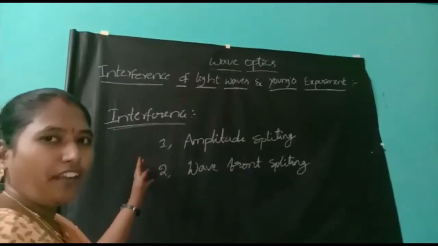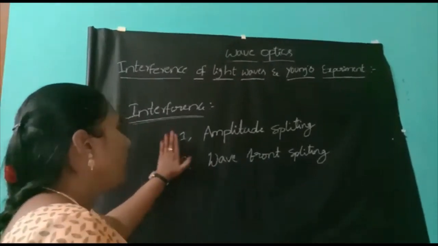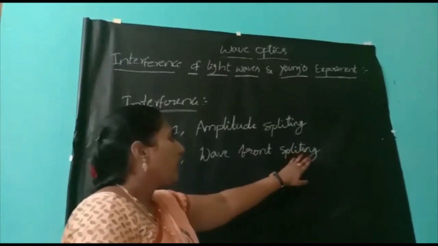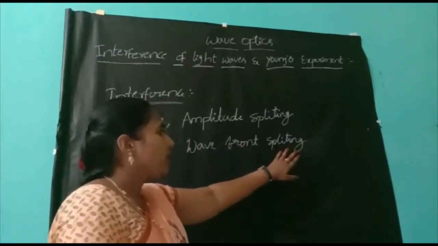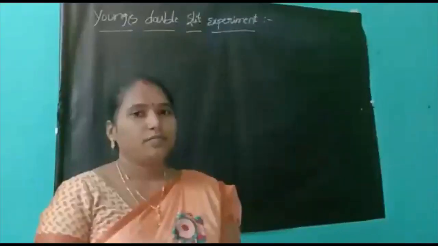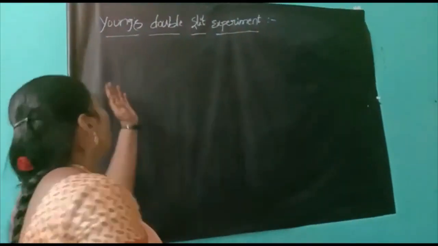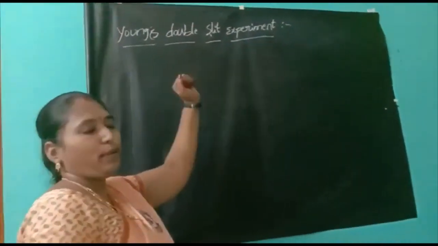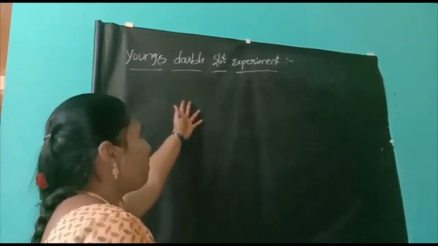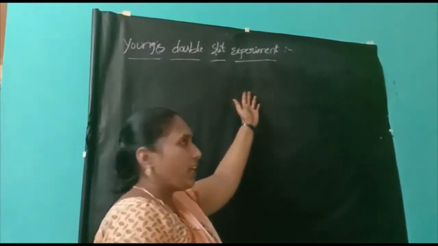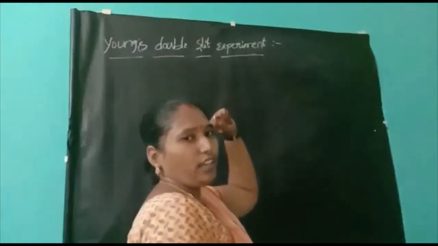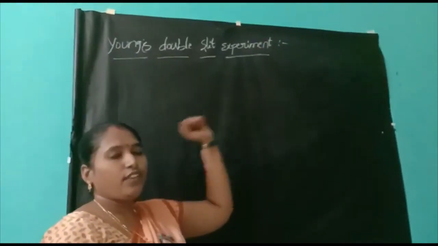What we can understand is that Young's double slit experiment proves both. Young's double slit experiment is a sub-concept, or one of the demonstrations, of interference of light.